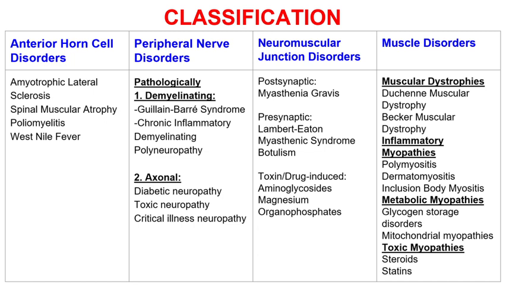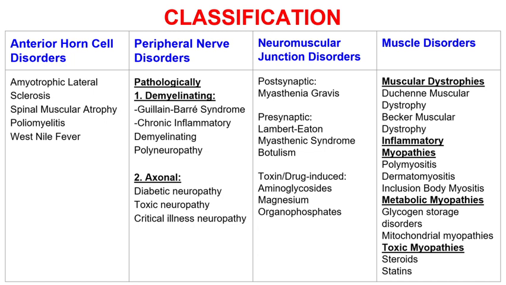Classification of neuromuscular disorders. Anterior horn cell disorders: examples are amyotrophic lateral sclerosis, spinal muscular atrophy, poliomyelitis, West Nile fever. Peripheral nerve disorders are pathologically differentiated into two types: demyelinating and axonal neuropathy. Demyelinating examples are Guillain-Barré syndrome and chronic inflammatory demyelinating polyneuropathy. Axonal neuropathy examples are diabetic neuropathy, toxic neuropathy, and critical illness polyneuropathy.